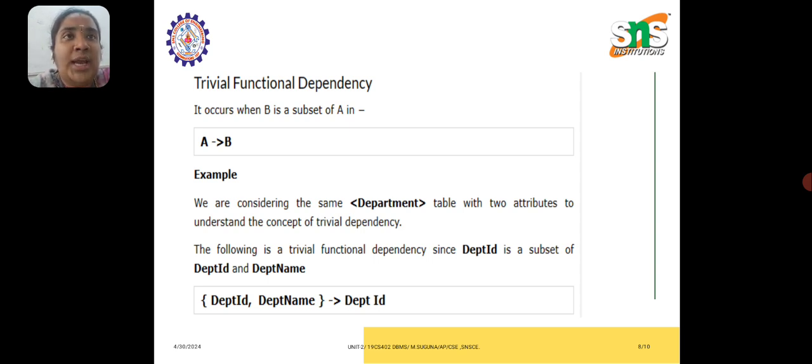During normalization, we aim to decompose relations into smaller ones to eliminate redundancy and dependency anomalies while preserving non-trivial functional dependencies. This helps improve data integrity and reduce update anomalies. And the importance of non-trivial functional dependency is the relationship between attributes.